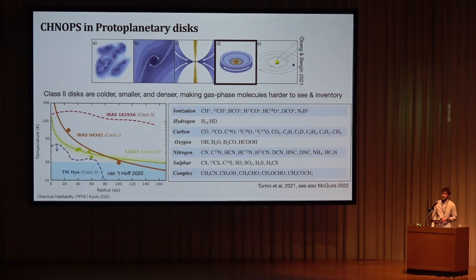Class 2 disks are colder, okay, so this means the molecules are harder to see. They freeze out onto dust grains, and of the few hundred species seen in protostars, only 24 molecules or so have been identified in protoplanetary disks.